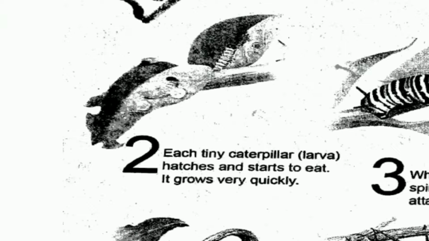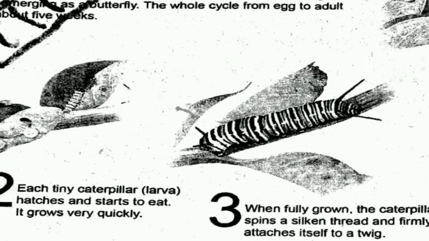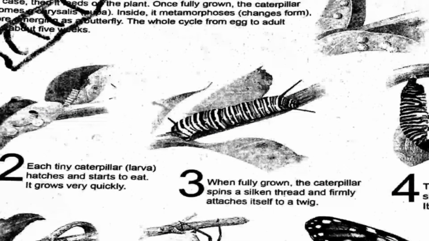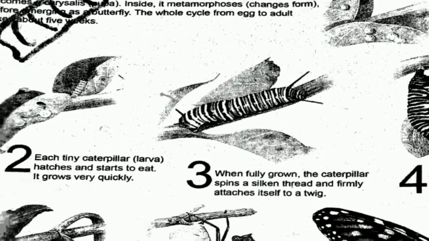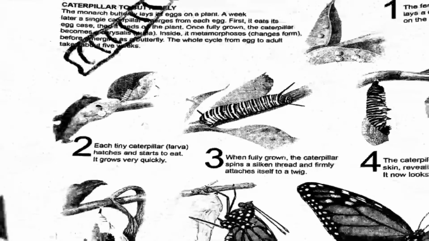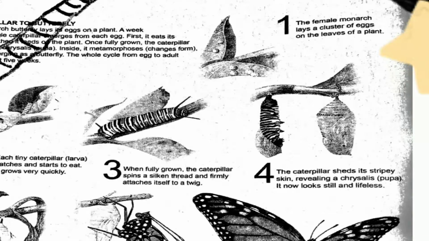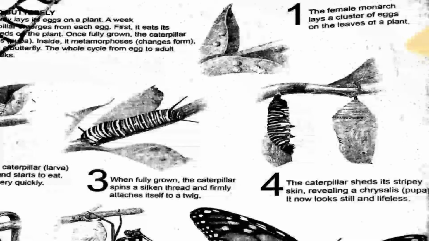Dito tayo sa number 2. Each tiny caterpillar or larva hatches and starts to eat. It grows very quickly. Yan, medyo may nabuo nang mga tiny caterpillars. Next natin: when fully grown, the caterpillar spins a silken thread and firmly attaches itself into a twig. Meron siyang spins a silken thread to attach itself to the twig or yung parang part ng isang tree or a plant. Medyo maliit lang kasi yung twig.